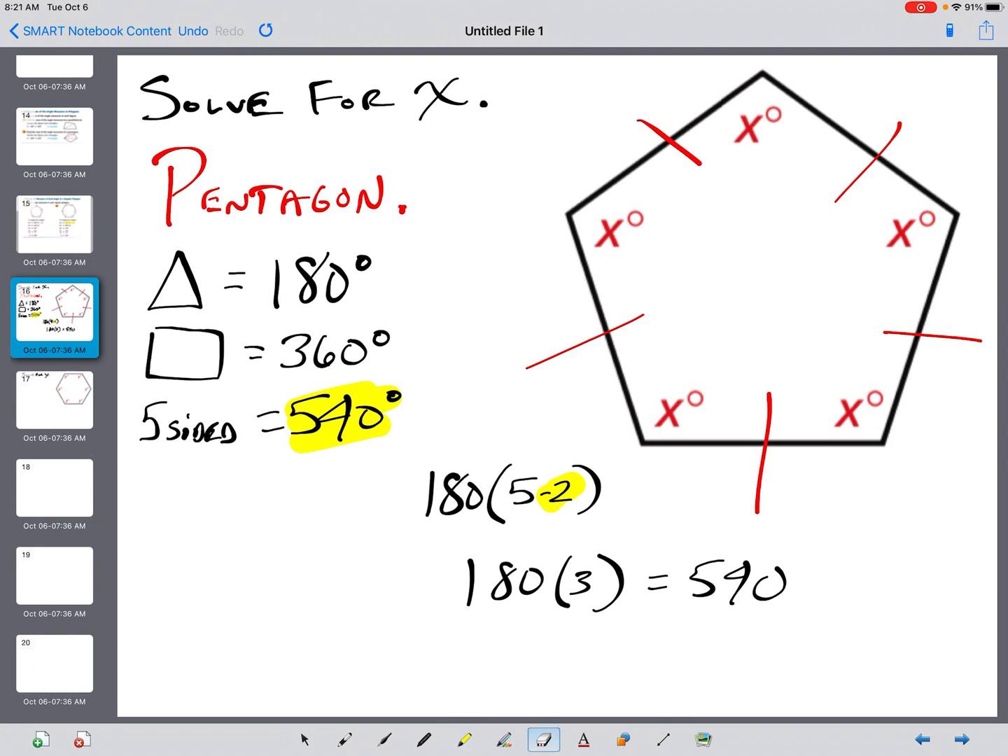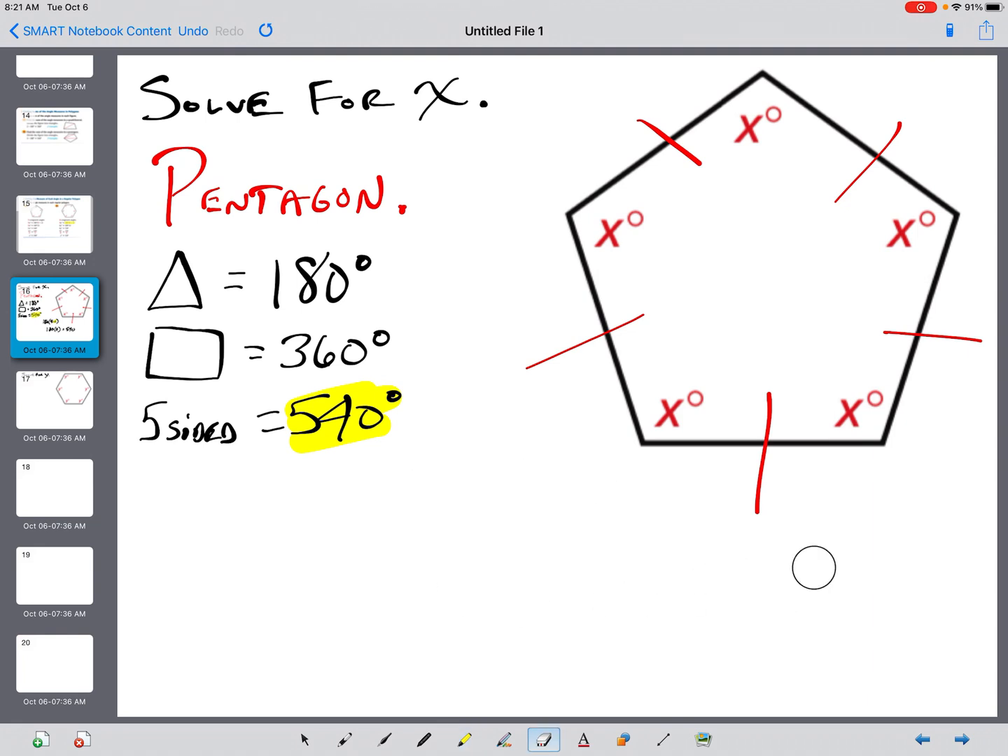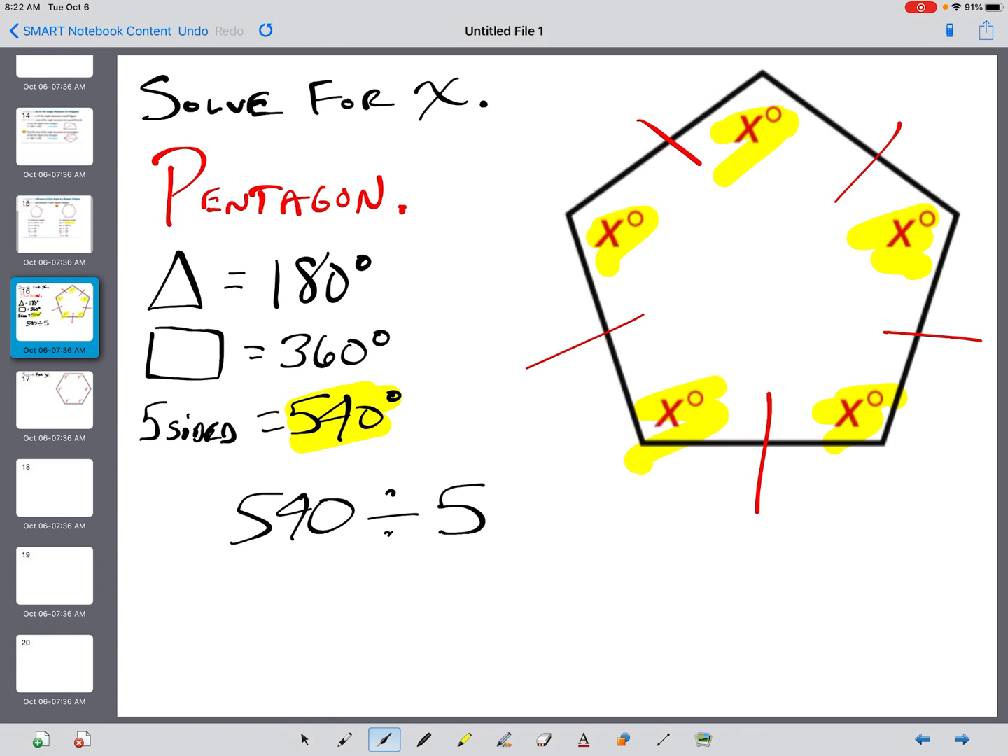So anyway, here's the final step. All right, well, how do we get the value of x? Okay, well, how many angles are there in there, right? There's 5 angles, right? So now you just take your 540, divide that by 5, and you get 108. So the value of x is 108.